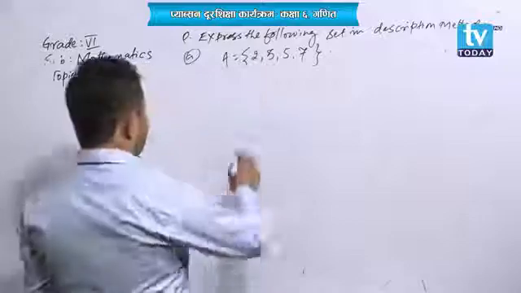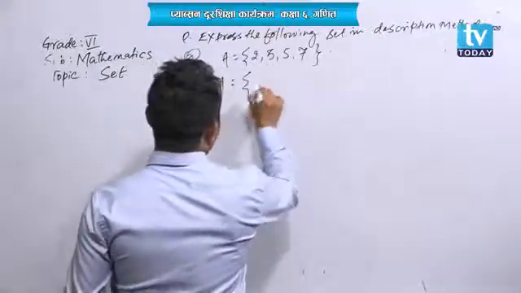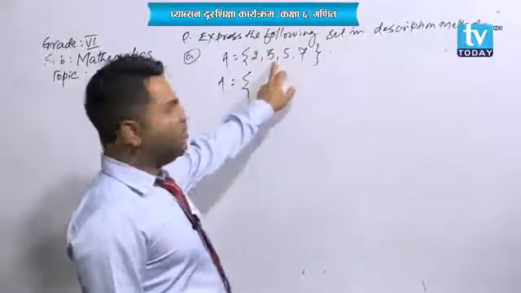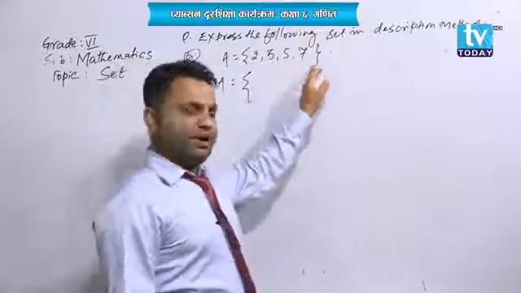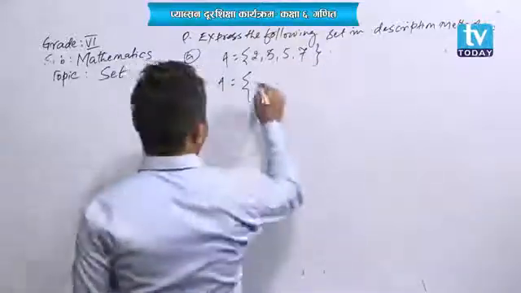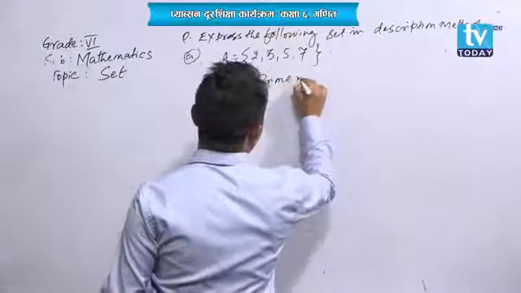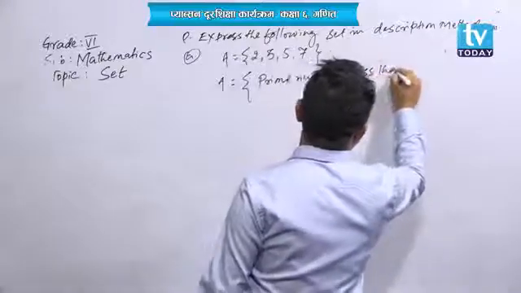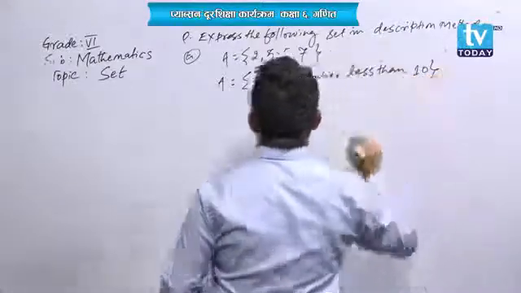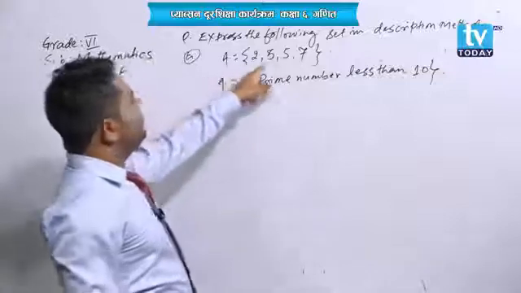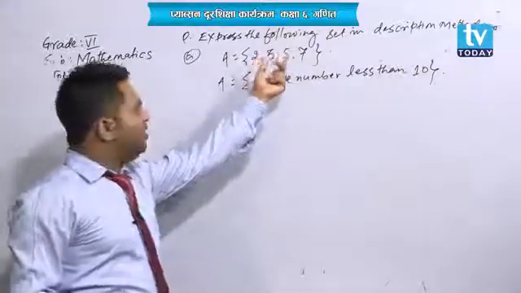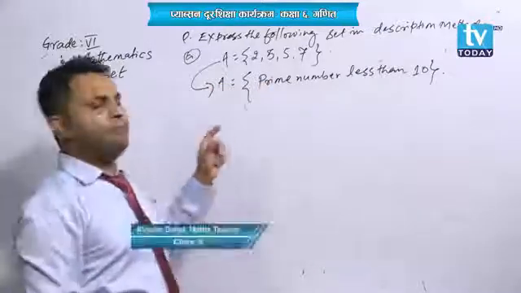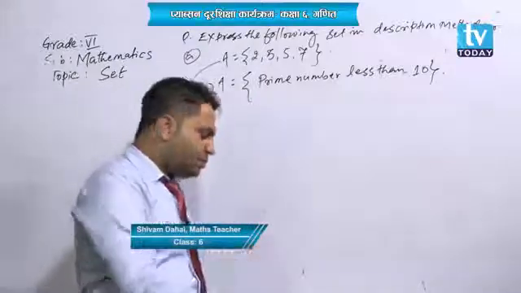Now you can write: 2 is a prime number, 2 is the only even prime. 3 is also a prime number, 5 is also a prime number, 7 is also a prime number. That means prime numbers less than 10. A equals 2, 3, 5, 7 was in listing form. Now the same we are representing in description method. Okay, thank you very much.